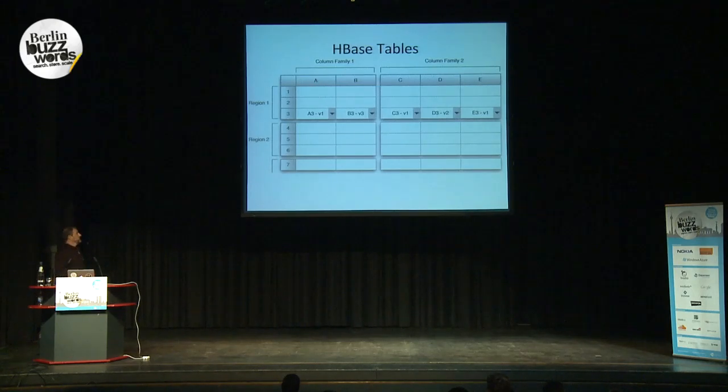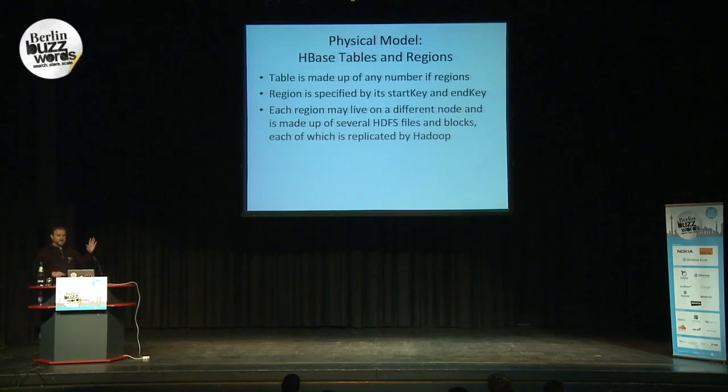That's, as I said, for scalability. So the physical model is HBase tables and regions. We have a table. We have many tables, so you can create as many as you like. Tables are made up of a number of regions. Regions have a specific start and end key. You saw before it was like 1, 2, 3, 4, 5, 6, and so on and so forth. So there's a contiguous range of row keys, and the system knows where the next one starts. So if you insert something into a table, it knows which region to address by this sorted row key.